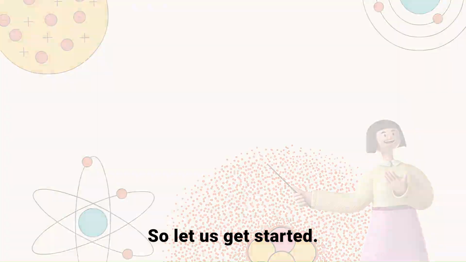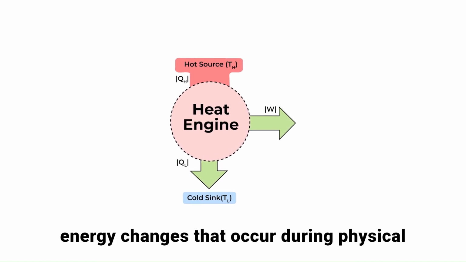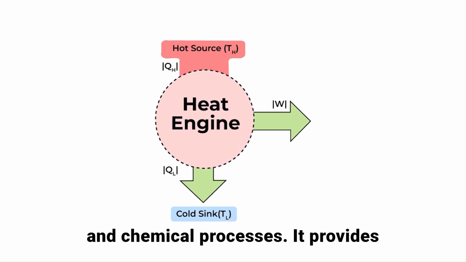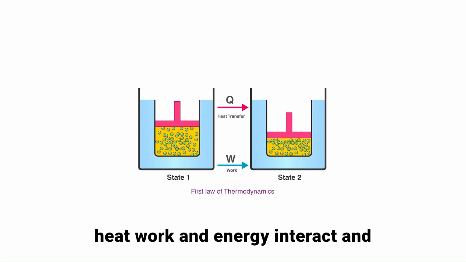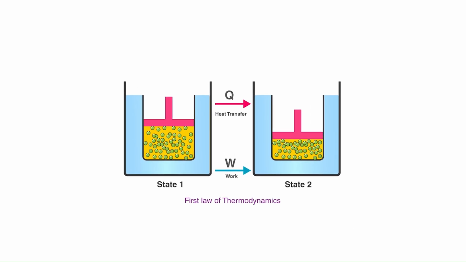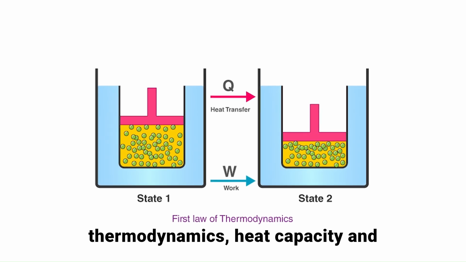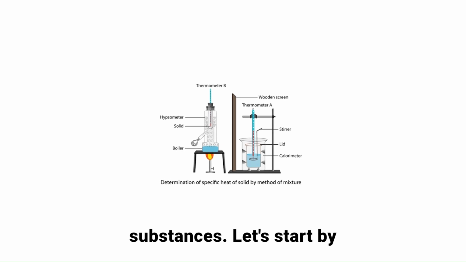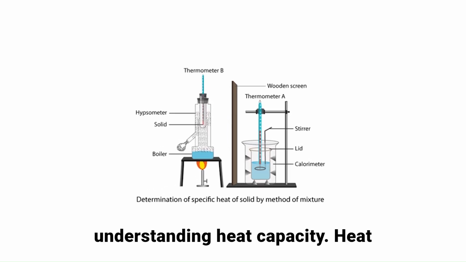So, let's get started. Thermodynamics deals with the study of energy changes that occur during physical and chemical processes. It provides us with a framework to understand how heat, work, and energy interact and transform from one form to another. Among the various concepts in thermodynamics, heat capacity and internal energy are fundamental in understanding the thermal behavior of substances. Let's start by understanding heat capacity.